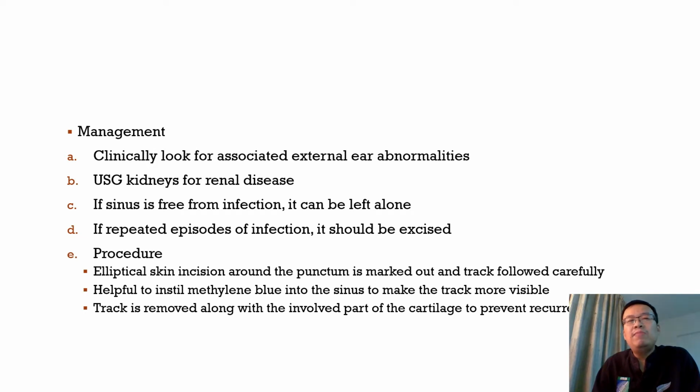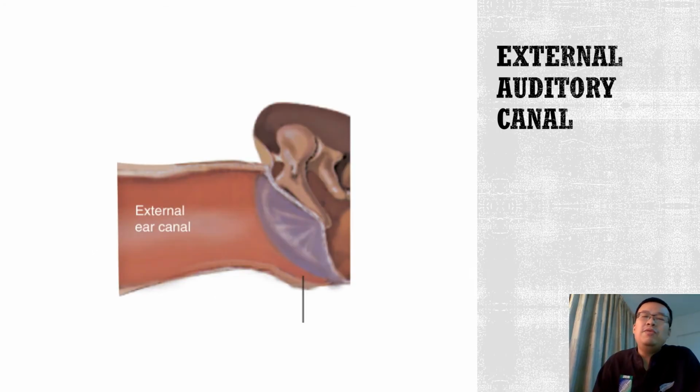We make an elliptical incision around the punctum. We track it, instilling methylene blue so that we can see where it is. You need to remove the tract itself, and also you need to remove a portion of the cartilage that is adhered to the tract, because if you don't remove the cartilage, it's going to recur. Now we're done with the auricle.